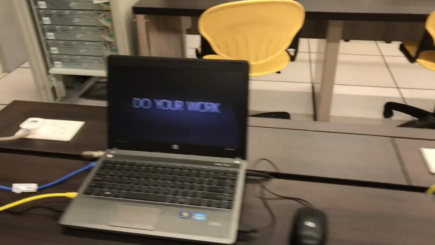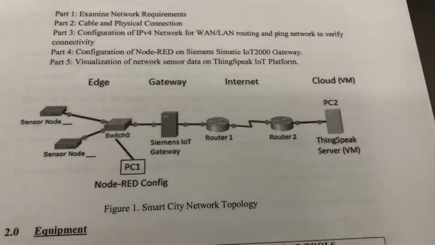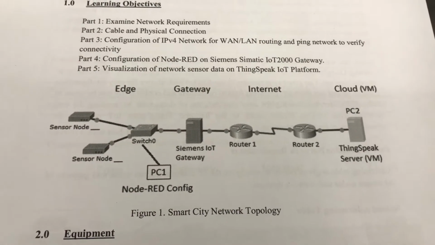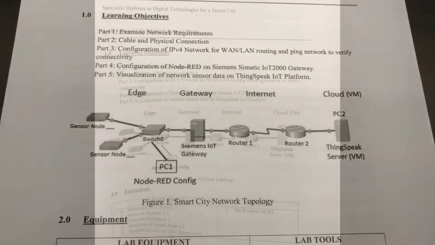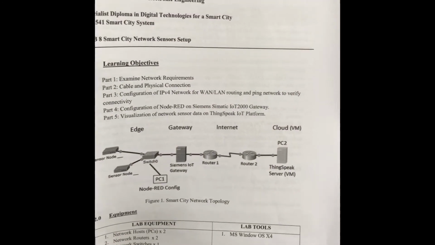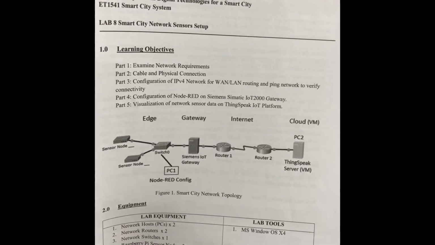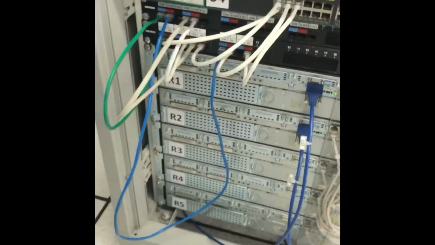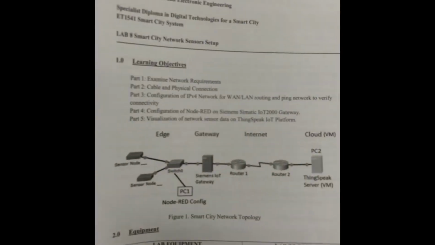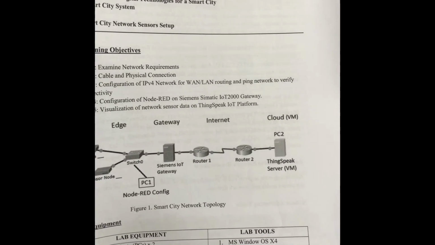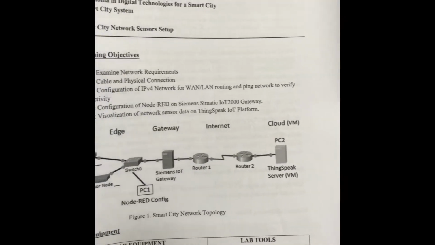Here we have PC1, which is connected to our sensor nodes and Siemens for configurations. This is the network setup for our lab today. Here we have two sensor nodes, which are connected to the switch, switch 4, and also the Siemens IoT gateway is connected to switch 0.